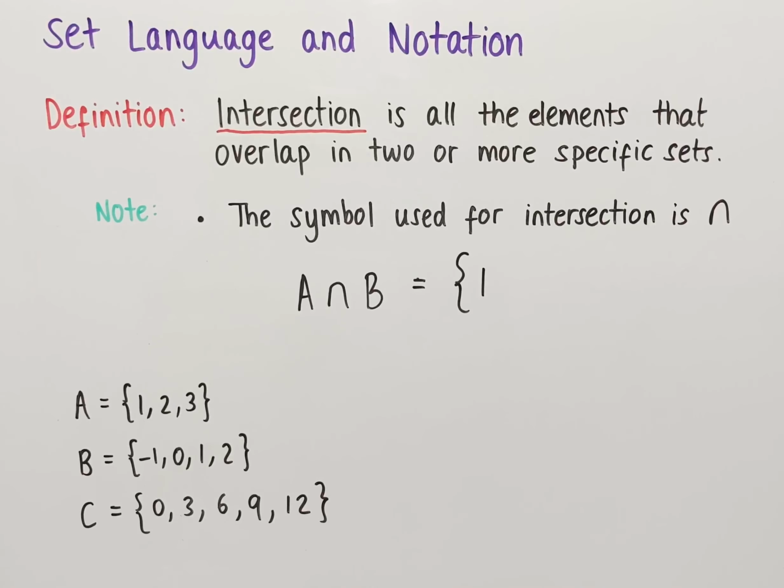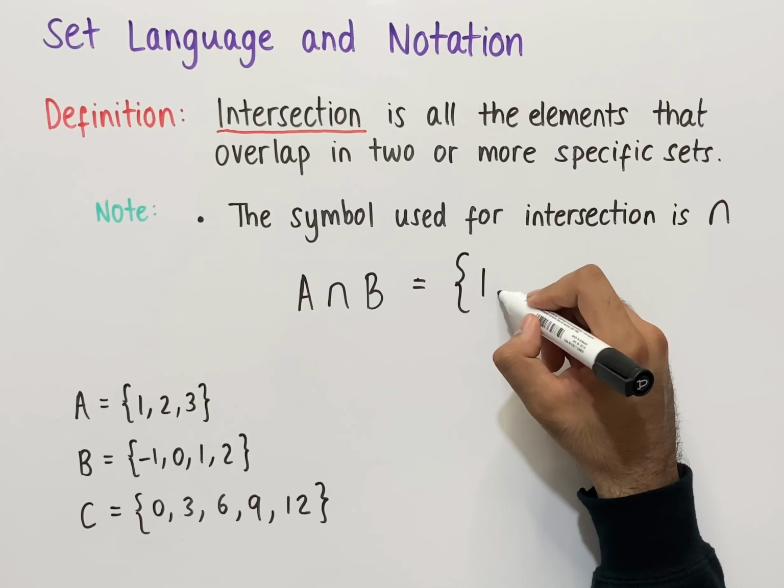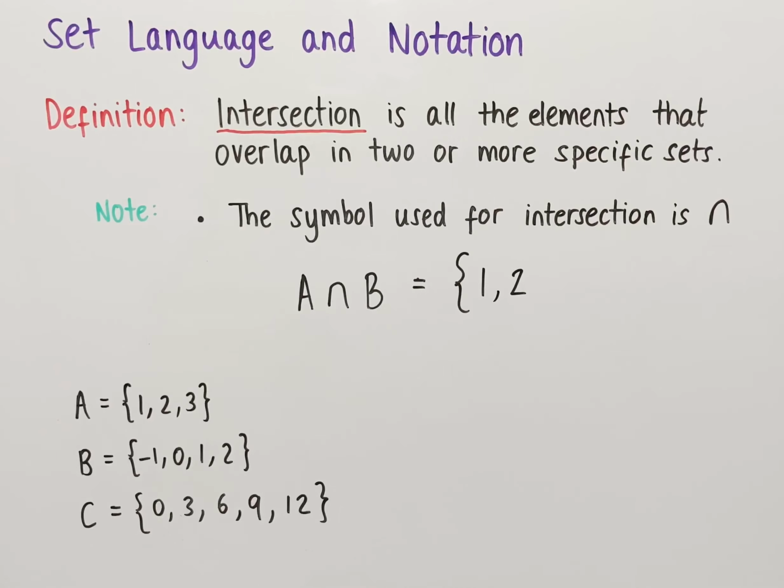If we look at the next element, we have 2. So 2 is in A, it's also in B. So since 2 is an element of both, it's also in the intersection. If we look at 3, 3 is just in A, it's not in B, so it's not in the intersection. And then in B, we've got -1, but -1 is not in A, so it's not in the intersection. And 0, which is in B, but it's not in A, and so 0 is not in the intersection.